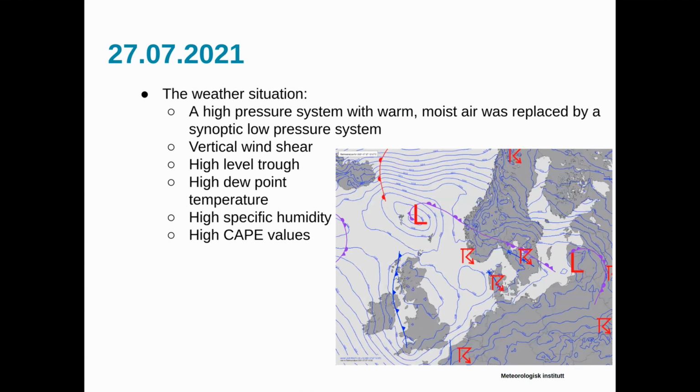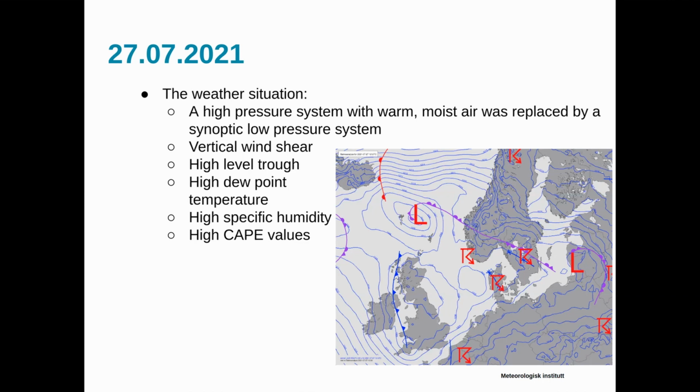And then on to a weather case. I'll start with the weather case from last summer, end of July. There was a weather situation where we had high pressure over southern Norway for quite a few days. This was replaced with a low pressure system, which you can see north of the UK, with an occluded front, bringing in lots of moisture.